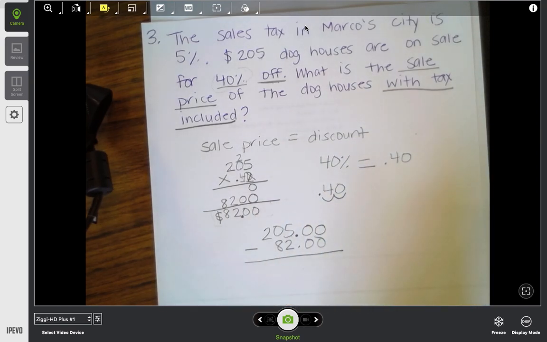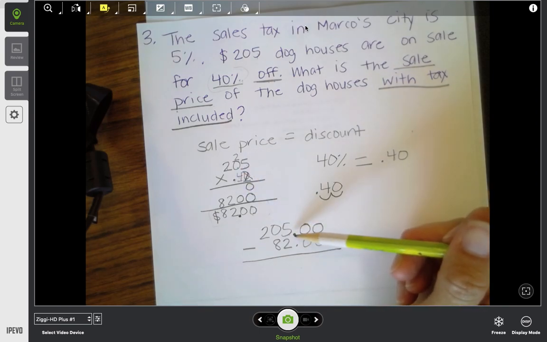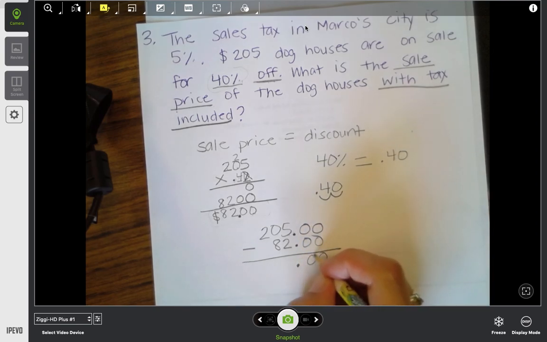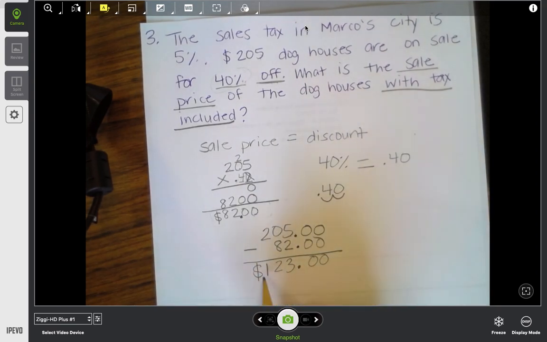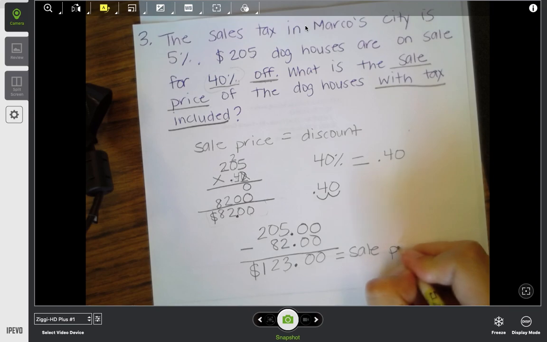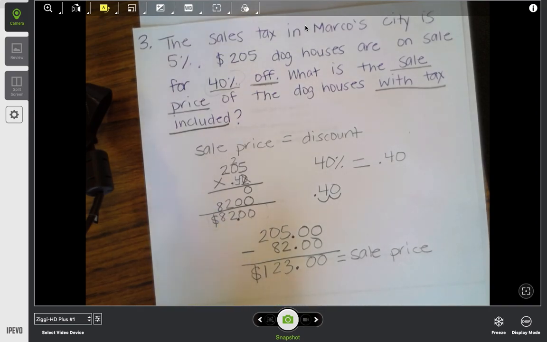You need to remember that when we were multiplying, it didn't matter where we put our decimals. Our decimals didn't have to be lined up. But when you are subtracting with a decimal, or when you are adding with a decimal, your decimals have to be lined up. And in the answer, you simply bring that down. So when I subtract this, I get $123. So the sale price of the doghouse is $123. The discount I got on the price was $82, okay?